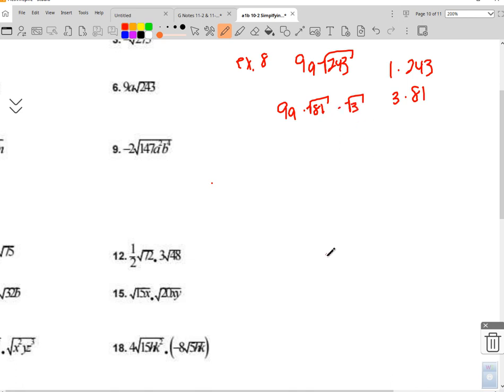Y'all with me? Square root of 81 times the square root of 3 is the square root of 243. So you guys just said the square root of 81 is 9. So now this is 9a times 9 times the square root of 3. That's exactly right. 9 times 9a is 81a times the square root of 3. Remember, you don't leave a dot in there for your final answer.